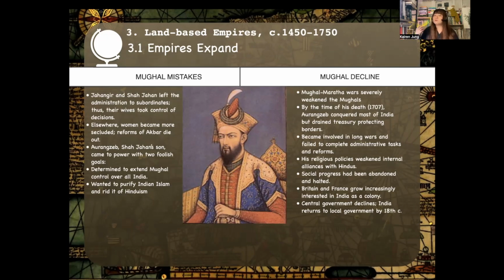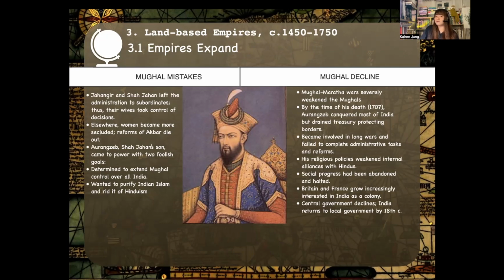The Mughal-Maratha Wars eventually broke out that severely weakened the Mughals, and by the time of his death in 1707, Aurangzeb had conquered most of India, but in the process of doing so, he just drained the treasury, and there just wasn't any money left. He became involved in long wars, and he failed to complete administrative tasks and reforms. His religious policies weakened the internal alliances with Hindus that had been built up for so long. Some social progress that had been made was all abandoned and halted.